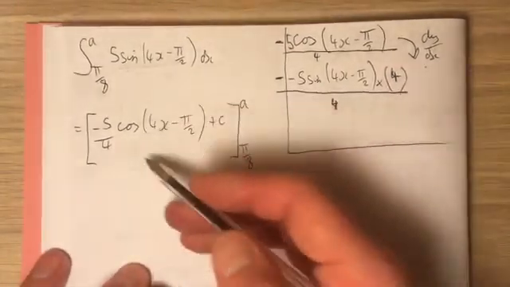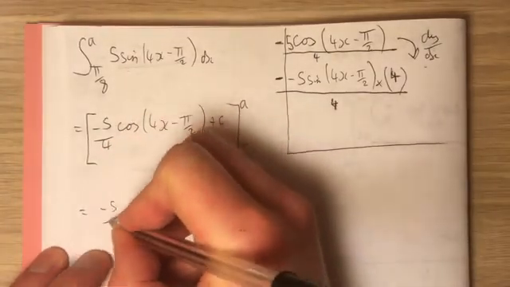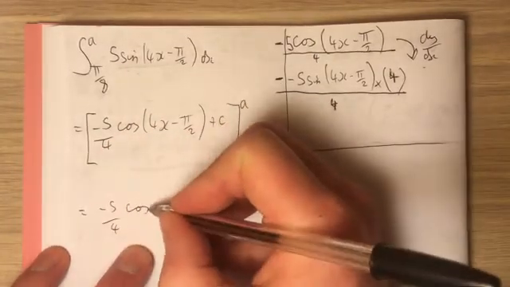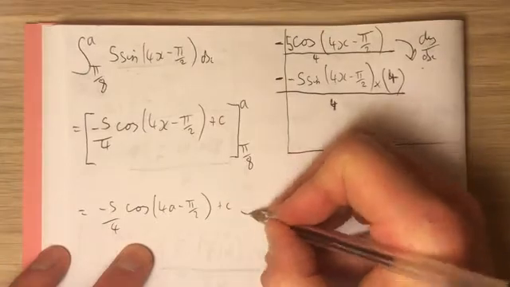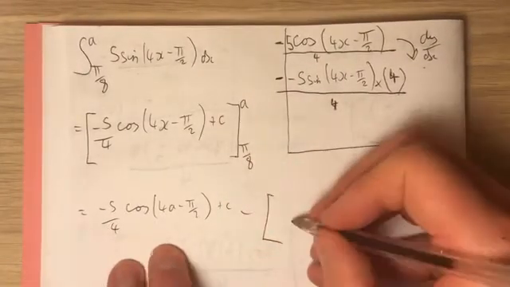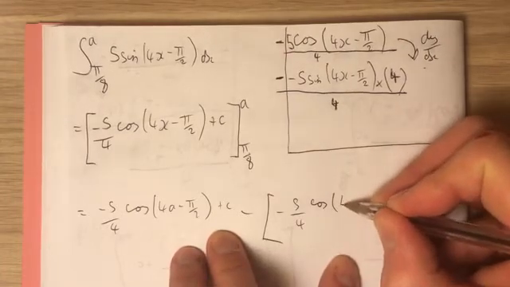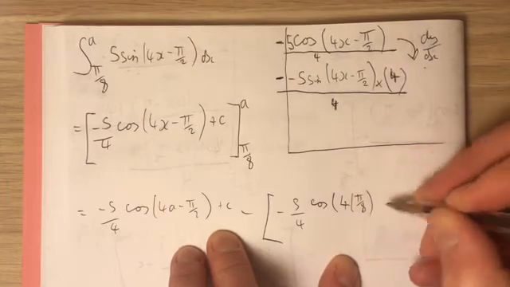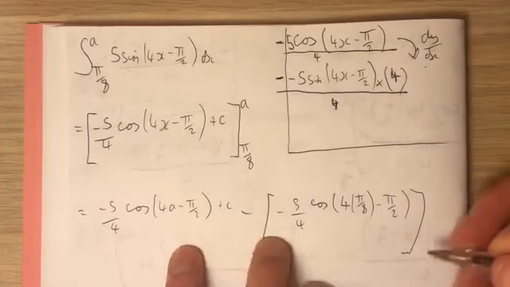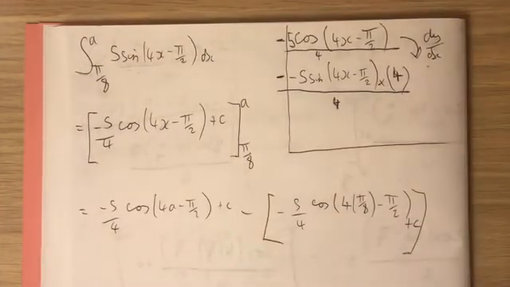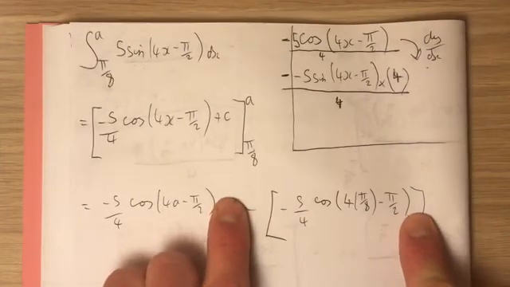Right. What does this mean? It means shove in the top number, a, first. So that's going to be minus 5 over 4 cos of 4a minus pi over 2 plus c. Take away when you shove in the bottom number, which is minus 5 over 4 cos of 4 times pi over 8 minus pi over 2. Well, this is looking a bit messy, but I'm sure it's going to sort itself out here, and there's a plus c there. So you can see why I didn't need the plus c. It's because I've got plus c there, minus a plus c there, so they cancel out.